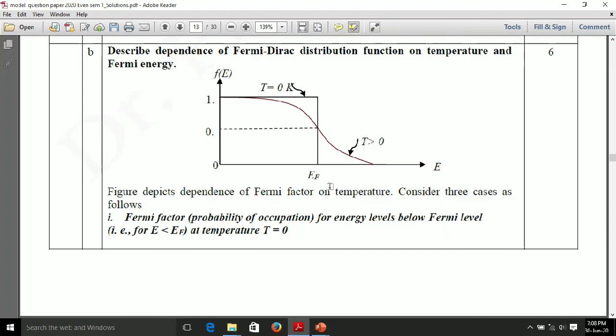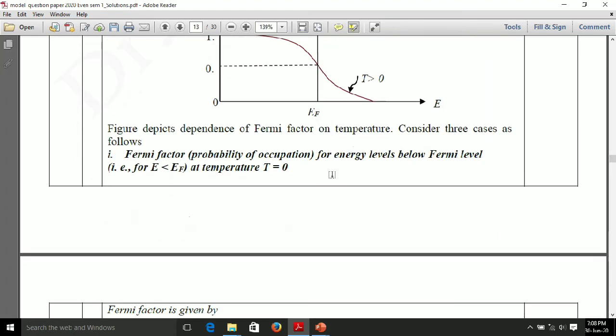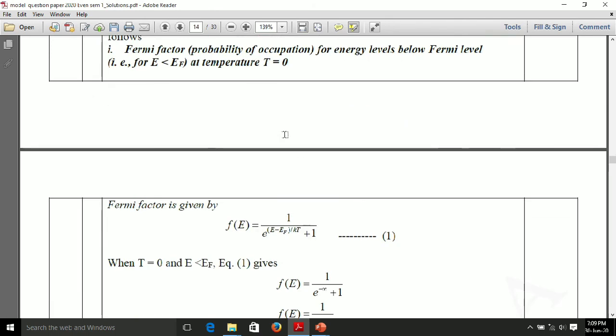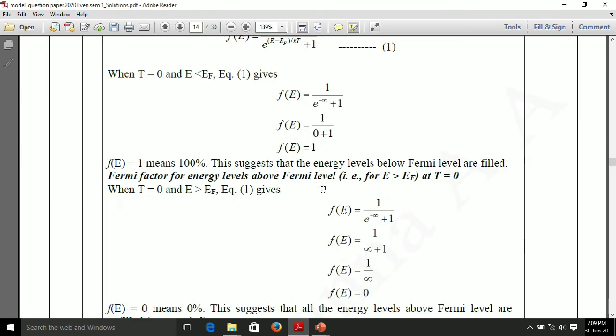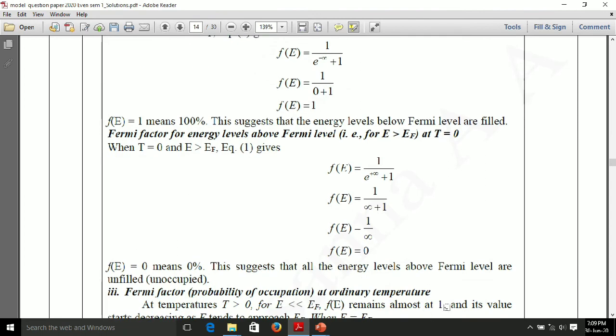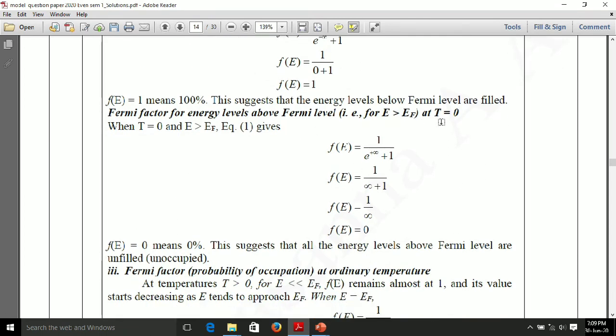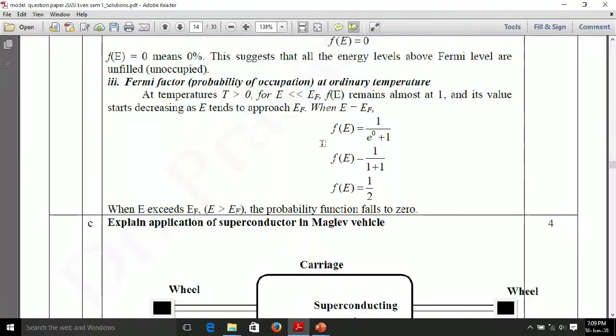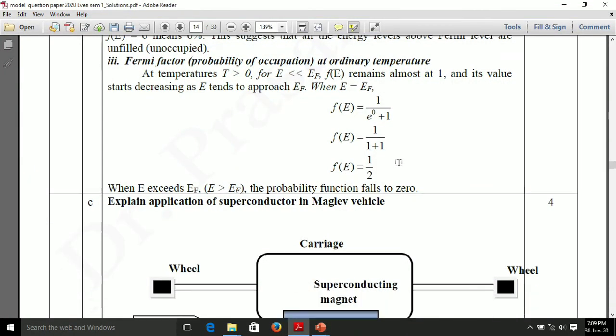With reference to this particular diagram, you have to discuss the 3 different cases of the Fermi-Dirac distribution function, or the Fermi factor, in terms of the temperature and Fermi energy dependence. That is, for E less than EF at temperature equal to 0, for E equal to EF at temperature greater than 0 K in the third case, and in the second case at T equal to 0, if E is greater than EF, what would be the case? You have to discuss these 3 cases. That will cover the actual answer for this particular question.